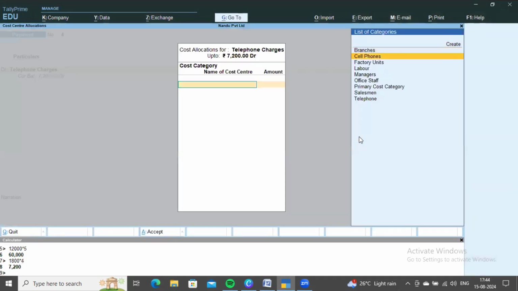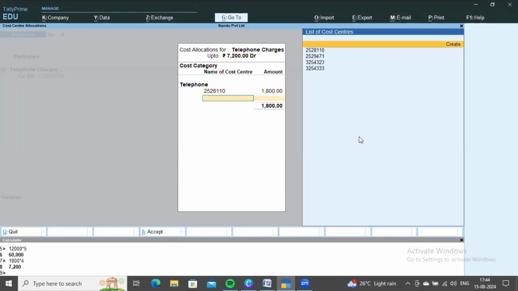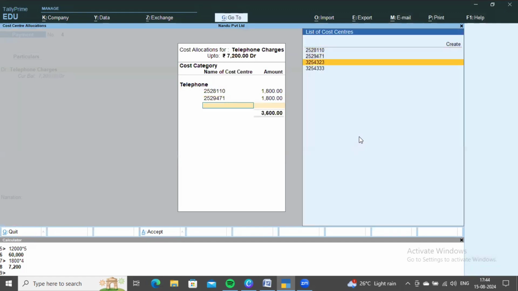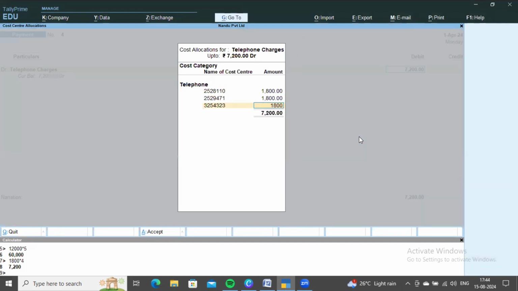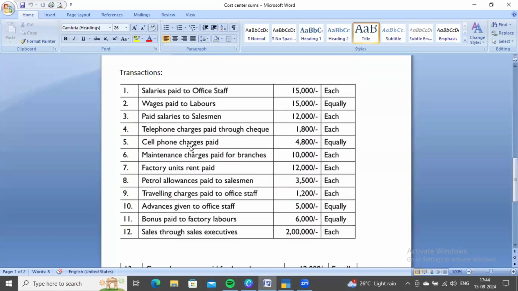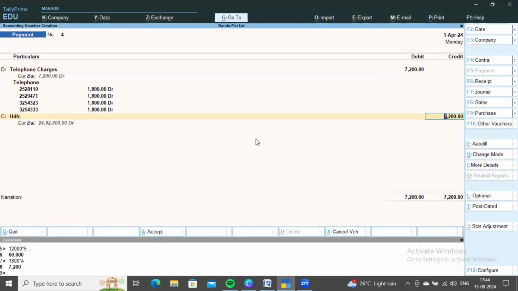And here you need to select the telephone category and assign 1800 to each telephone. Like this, then press Ctrl S and credit here. Telephone charges paid through cheque. You are making payment through cheque, right? So you need to credit the HDFC Bank account.